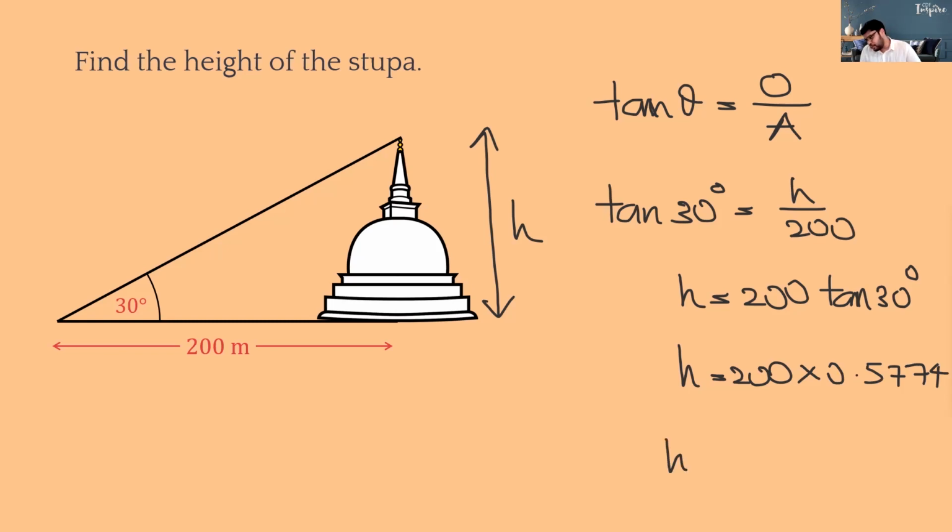So when you multiply by 200, you end up with 115.48 meters. So this is the correct answer. Most of you had sent me this answer. Good job, children. When you're multiplying by 200, what you have to do is shift the decimal place 2 places and then multiply it by 2. So children, if you didn't get it right, copy down this working, take a screenshot, and make sure that you understand how to do this properly.